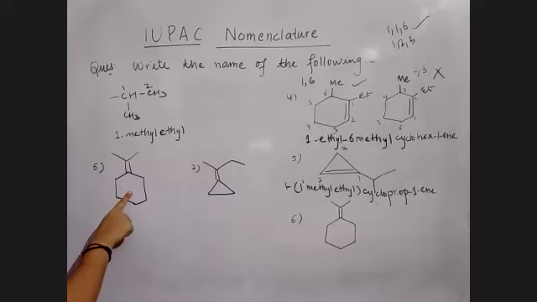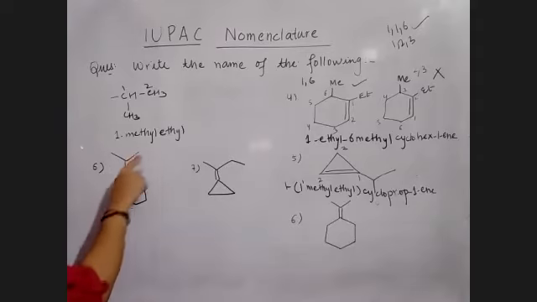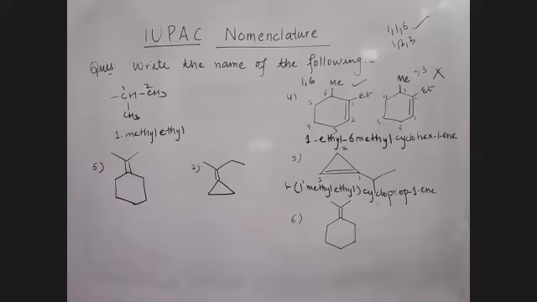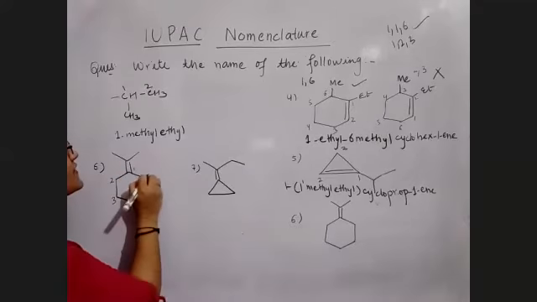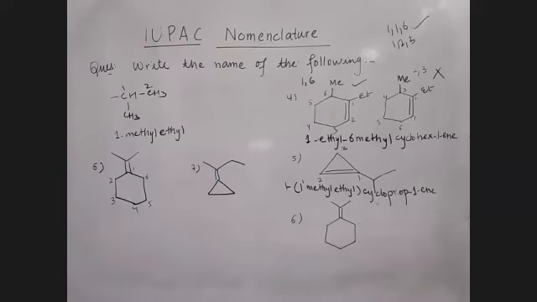This contains how many carbon atoms? The ring contains 6 carbon atoms. How many carbon atoms does this contain? This contains only 3 carbon atoms, and this contains 6 carbon atoms. So which will be the parent chain? 6 carbon atoms. This ring will be the parent chain, 1, 2, 3, 4, 5, 6, and this will be the side chain.